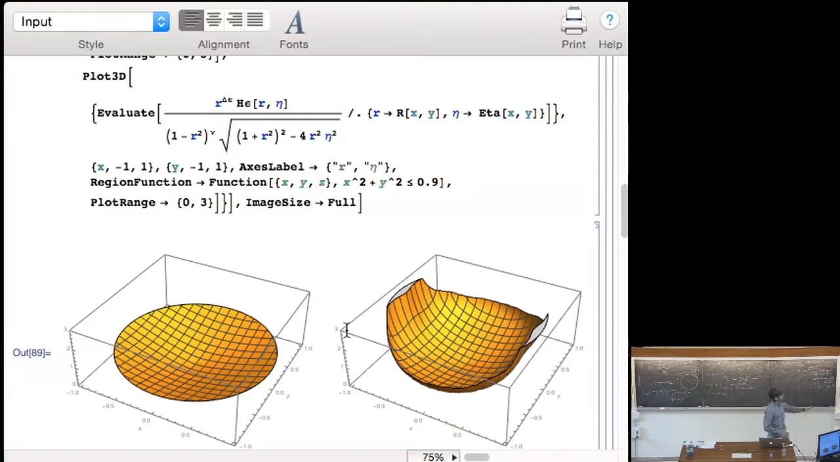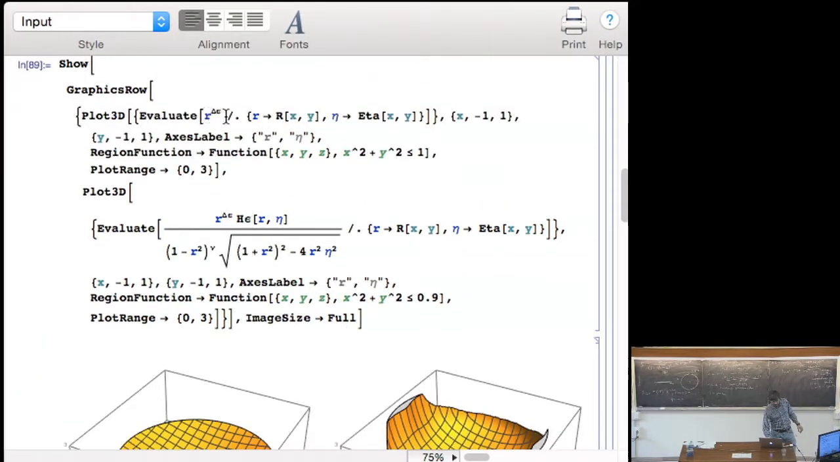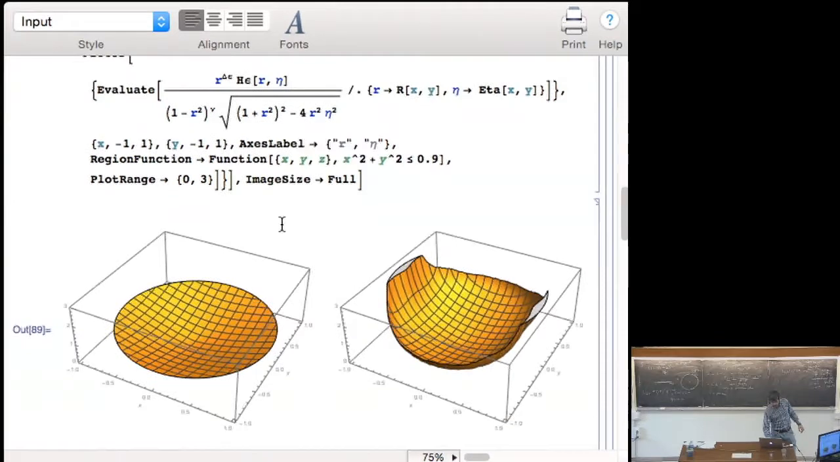On the left, this is the contribution of the primary. So this is just r to the power delta epsilon, the first term. And on the right, I have the full conformal block. Well, not the full, but the first 12 terms.